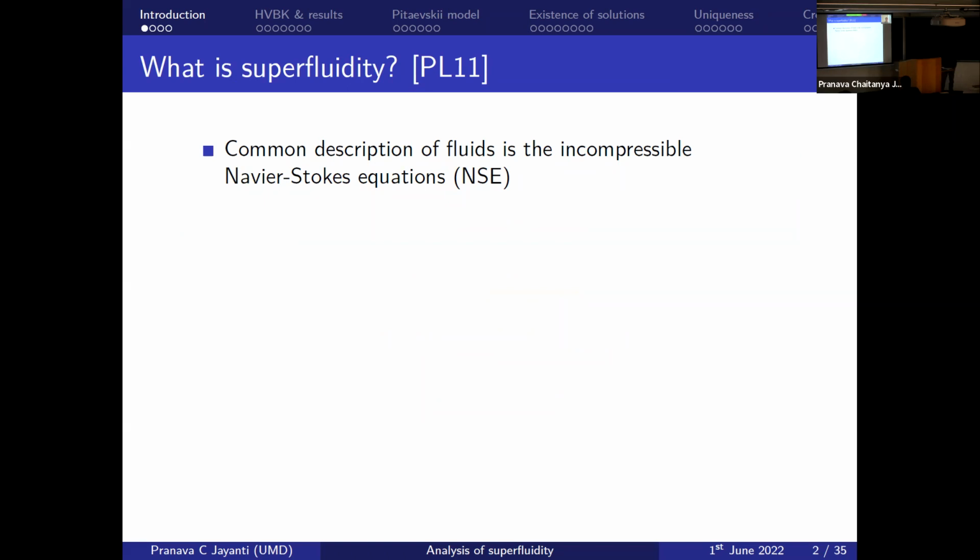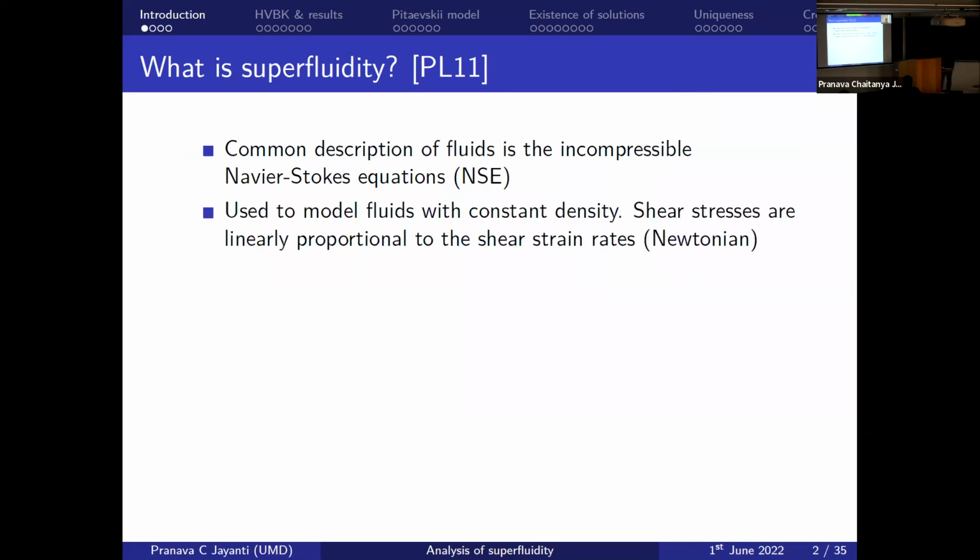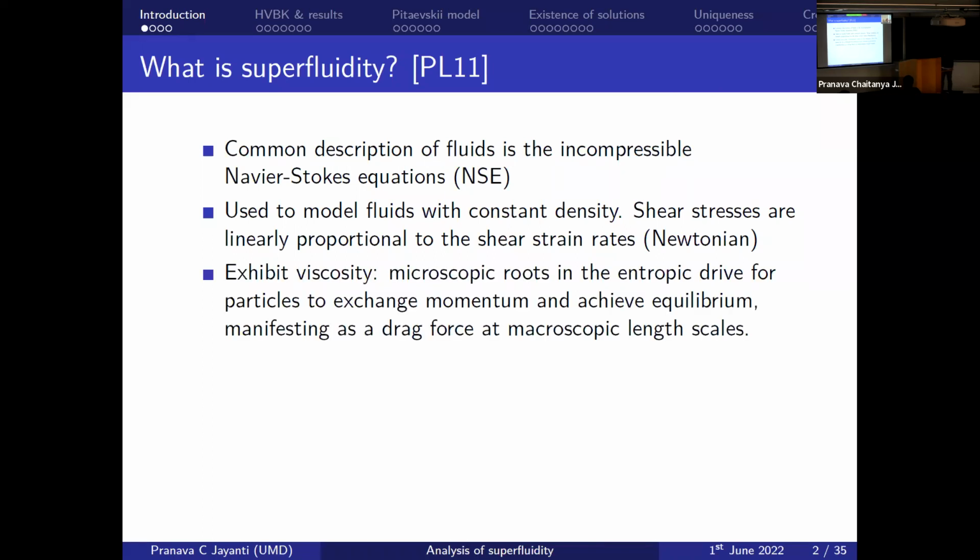So we know that the incompressible Navier-Stokes equations are used to describe fluids, and this is perhaps the most common description that's used in practical applications and also studied in theory, right? It's used to model fluids with constant density, and the standard assumption is that the shear stresses are linearly proportional to shear strain rates, which is what are called Newtonian fluids, right? And this manifests itself as viscosity or a drag force on the large length scales. But essentially, at very small scales, this is an entropic drive for particles to exchange momentum through collisions with each other and achieve some kind of equilibrium. Right? Particles of different layers dragging each other.